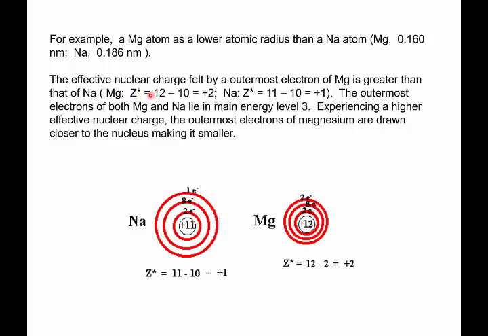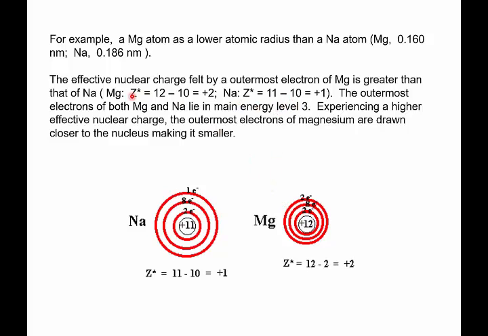For magnesium, the actual nuclear charge is 12. The number of interlying electrons is 10, so it's +2. And you can see that down here. Actually, I'm sorry, this is sodium. Sodium's calculation is shown up here. The actual nuclear charge for sodium is +11. The number of interlying electrons is 10. So 11 minus 10 is +1. And there's the calculation right there.